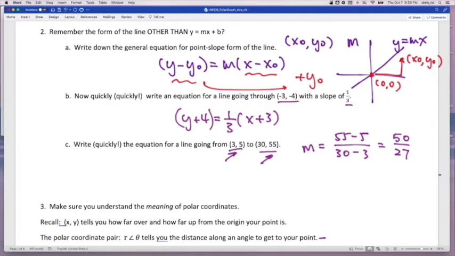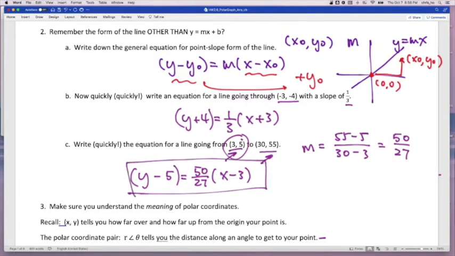So let's pick the simpler one. So I have my slope, 50 over 27. And my x shift is going to be 3 units. So x minus 3. And what about my y? My y needs to be shifted by 5. So y minus 5. Okay, that's it. So here we indeed can quickly come up with an equation using the point slope form.